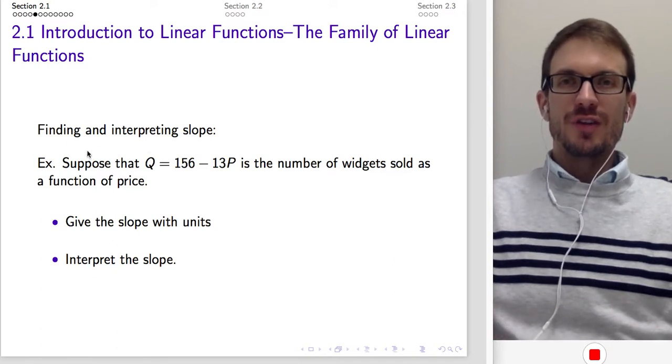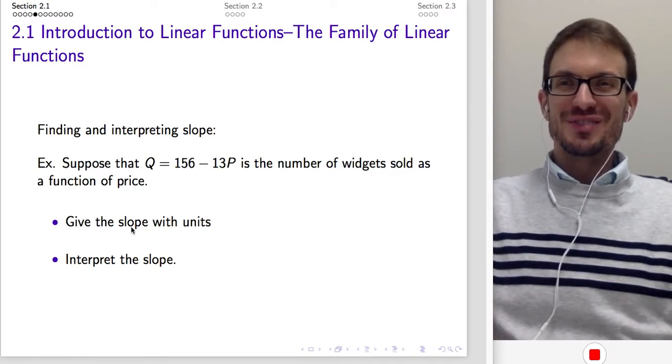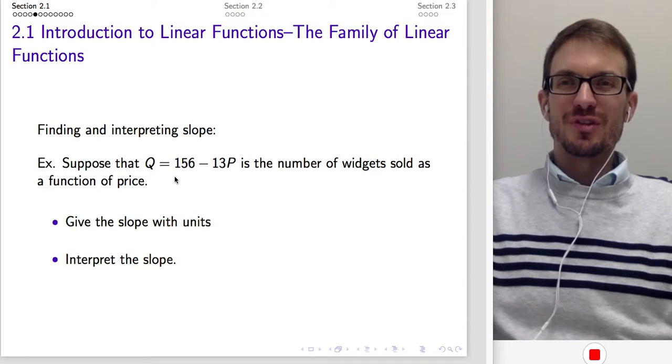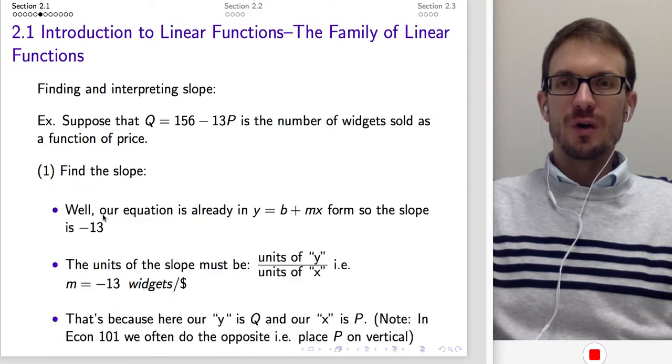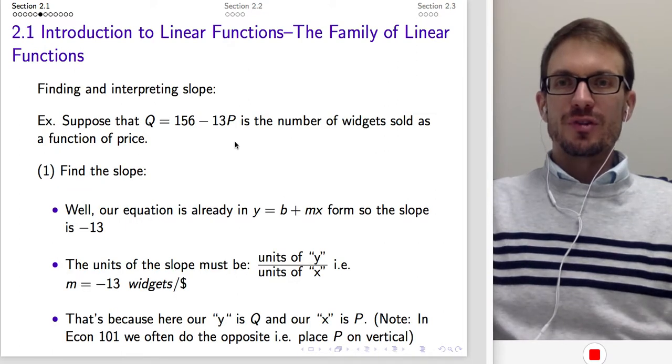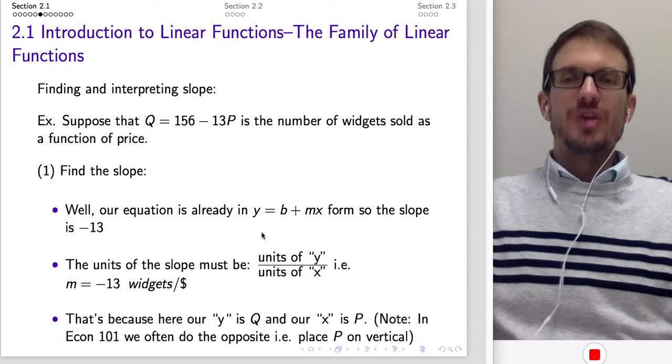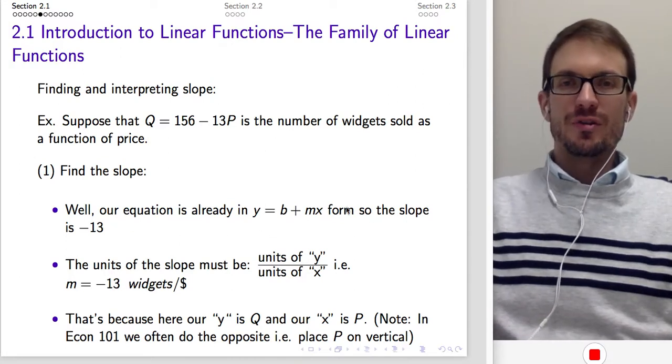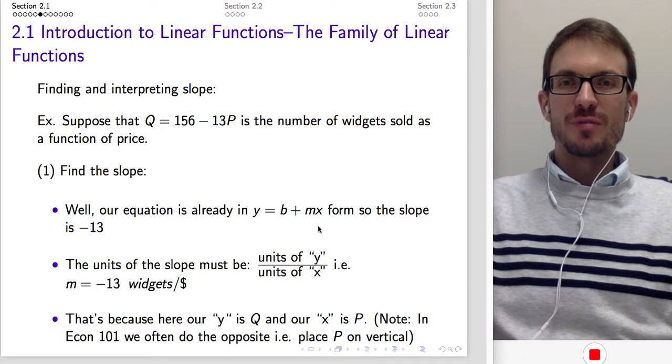Okay, so here's an example. Stop the video and do this. Give me the slope with units. Interpret the slope of this equation: q is equal to 156 minus 13p, where this gives us the number of widgets sold as a function of price. Okay, so finding intercept and slope. Our equation is already in slope-intercept form, y equals mx plus b form. So the slope is just minus 13. We get that for free.